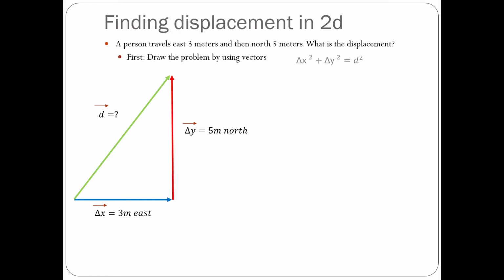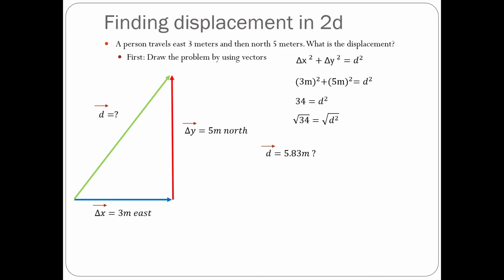We know how to find the hypotenuse through the Pythagorean theorem. Let's plug the values in. 3 meters squared plus 5 meters squared equals displacement squared. This gives us 34 equals displacement squared. We're going to have to square root both sides. Displacement comes out to be 5.83 meters. But wait a minute, we're not finished because the direction is missing.